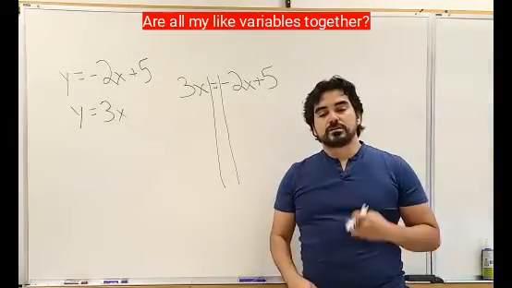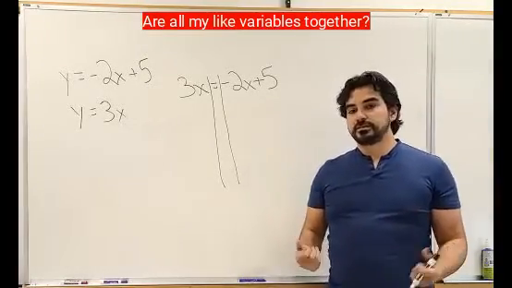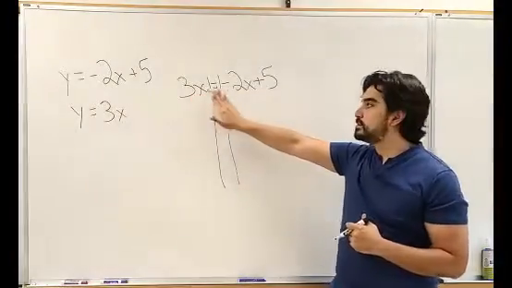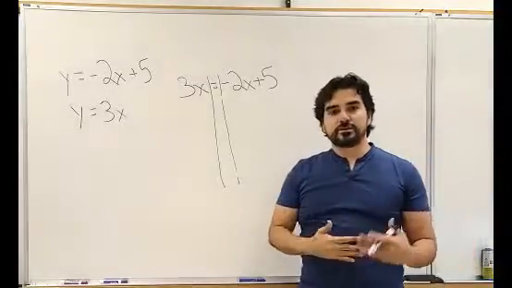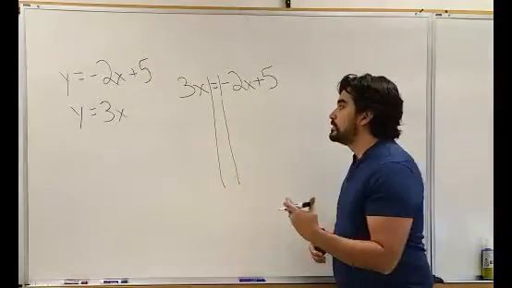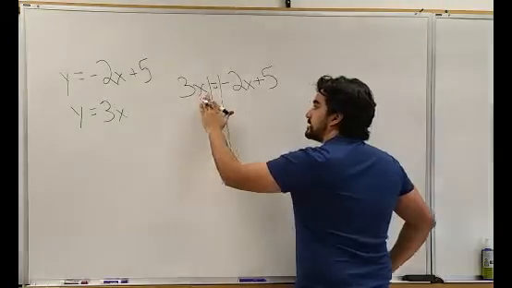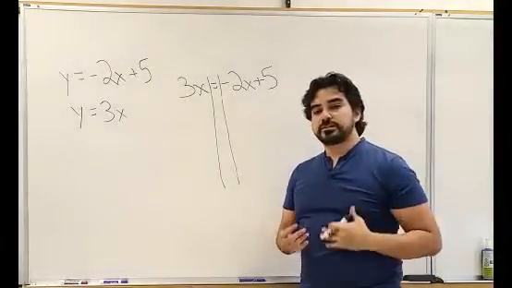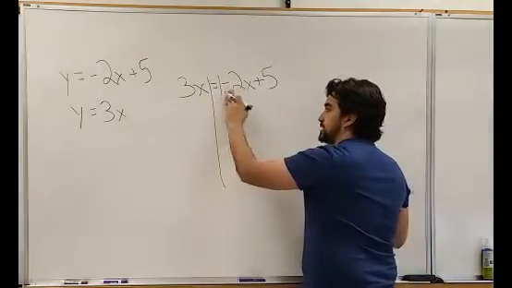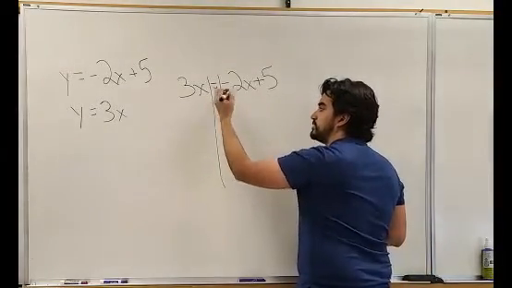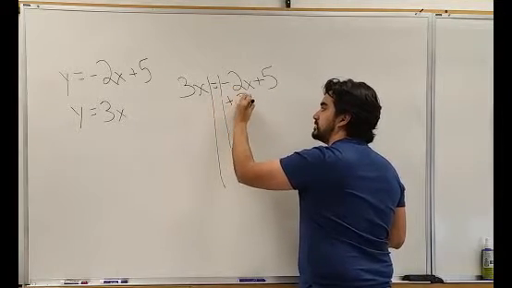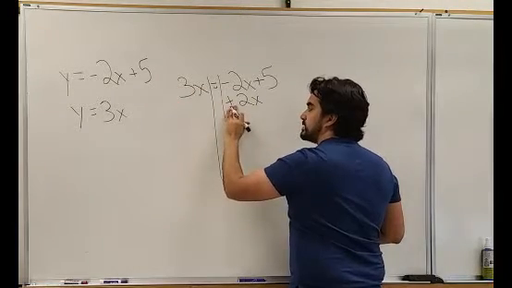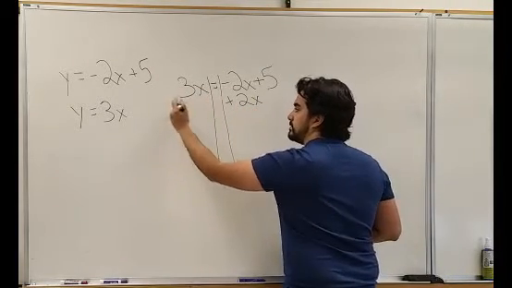Question number 2: are all my like variables together? Well, they're not. We have an x over here and an x over here, so we have to figure out a way to combine them. We have 3x and negative 2x. I would recommend always starting with the lowest value, which in this case is negative 2x. So I'm going to add 2x because I want to move all this to my left side. If I add 2x over here, I have to add 2x over here.